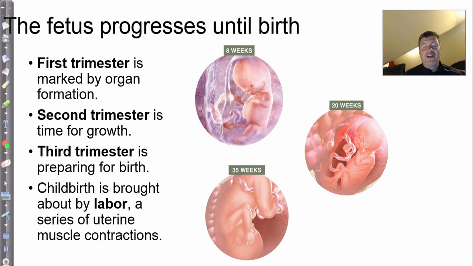Labor is brought on by a series of uterine contractions. So the uterus contracts, that myometrium contracts, and will push the baby out through a series of changes in the uterus and the cervix.